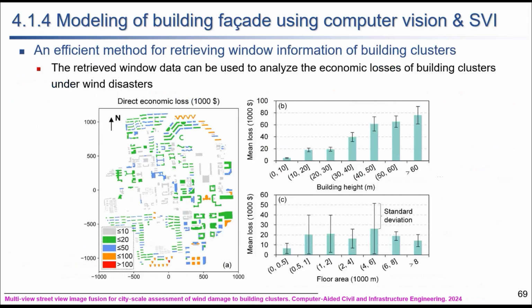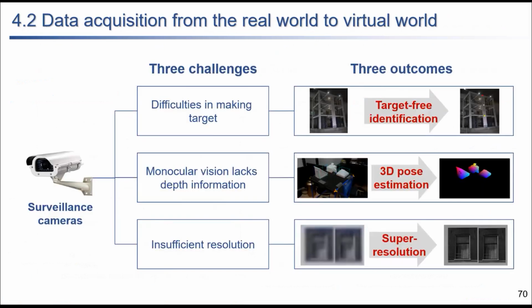And with this technology, we can predict, if a typhoon comes, how much damage there will be to the windows in a city area. Another thing is that when we have a disaster, we want to know how much the building shakes. In many cases, we don't have instruments installed on the building. So we think, maybe we can use surveillance cameras to tell us how much displacement the building has.